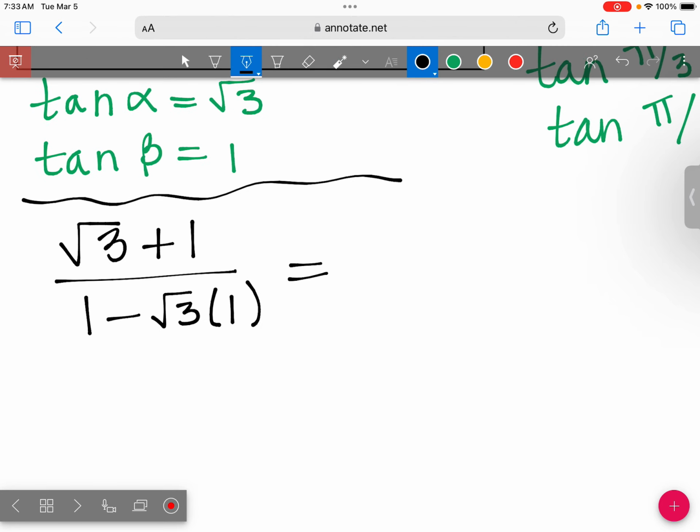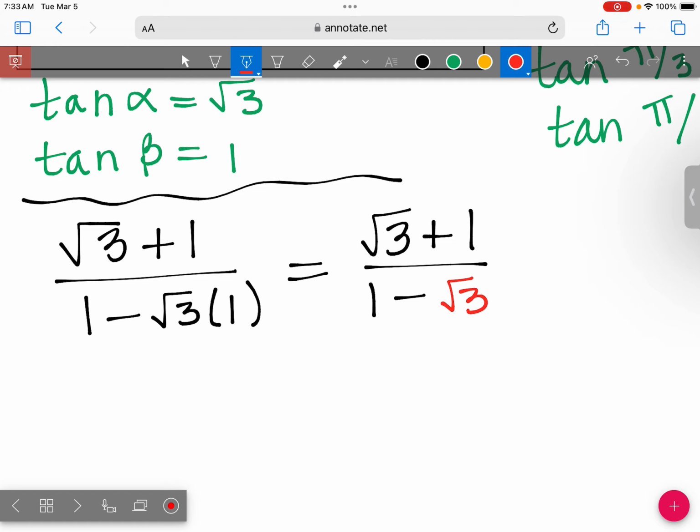So, let's go ahead and simplify this out. This is where the whole lot comes in. So we have root 3 plus 1 all over 1 minus, and then what is the square root of 3 times 1? Anything times 1 is just going to be the square root of 3. But we have a problem, as tangent always has.